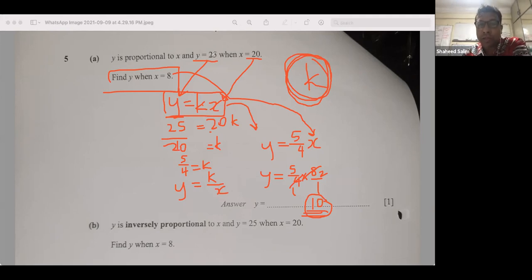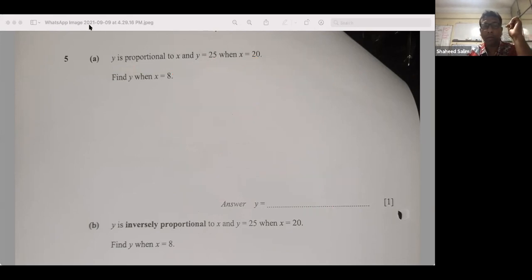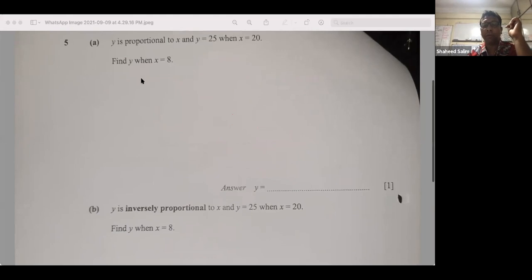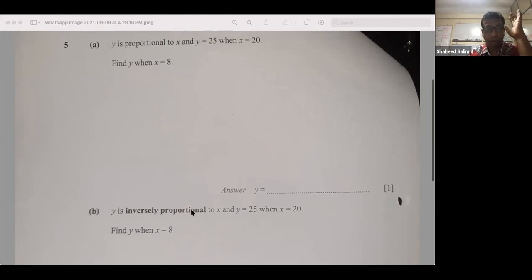Another way to check is, you see Y is bigger than X. So your answer Y must be bigger than X. Okay. All right. You try now the next one. It's the same thing. Is it the same thing? This one now is inversely proportional. It looks the same, but it's not. Can you try? Try for B.